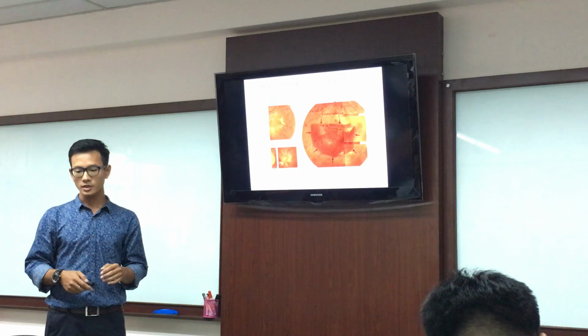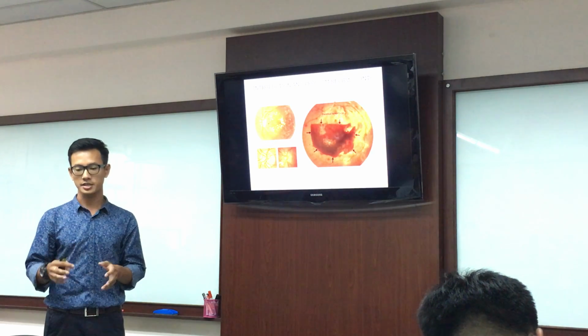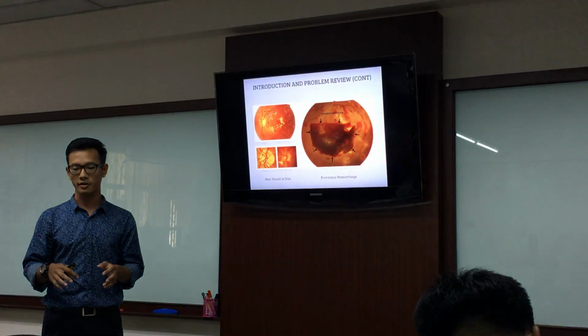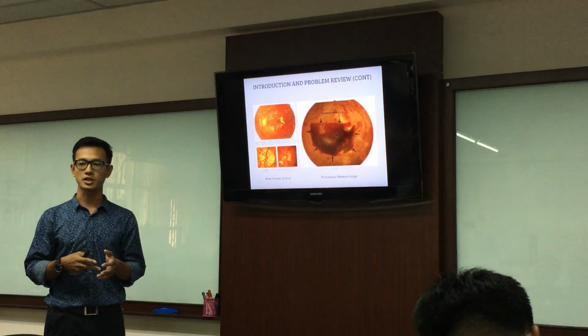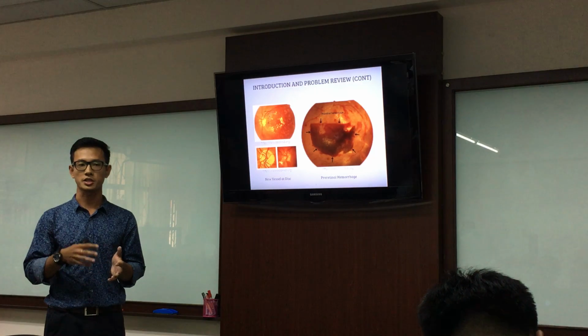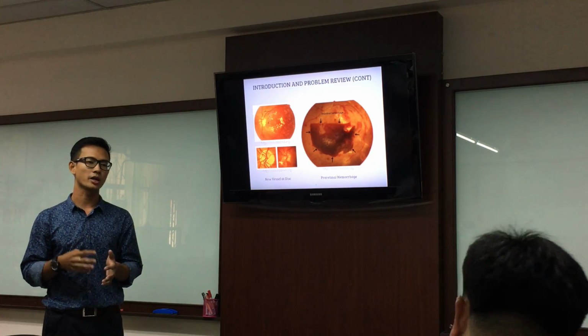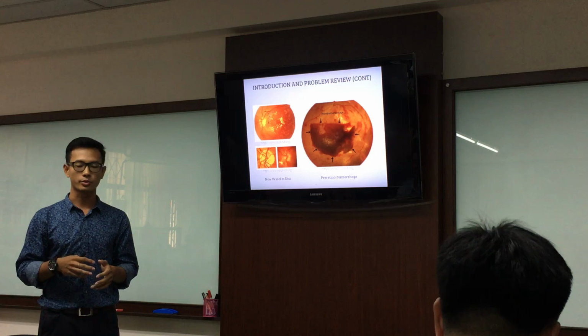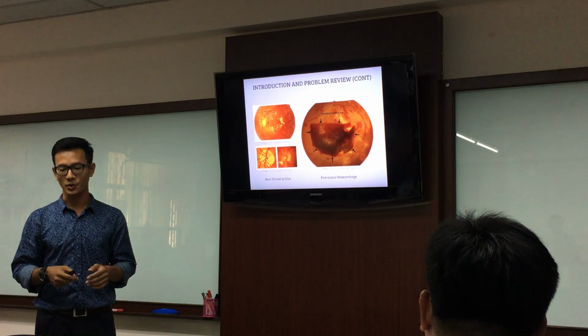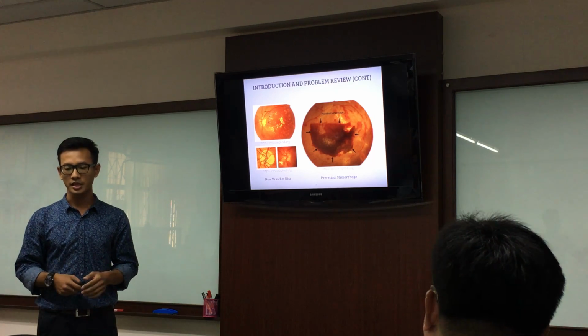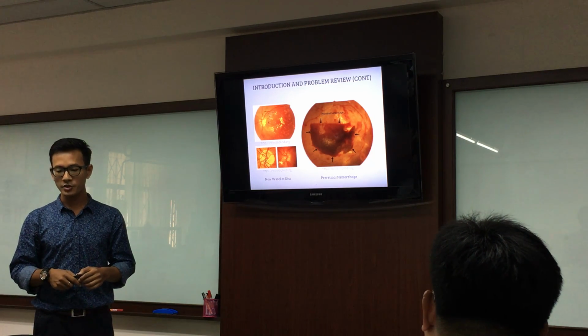Okay. So here is the last stage of diabetic retinopathy. Actually, diabetic retinopathy has two main stages: NPDR, which is non-proliferative diabetic retinopathy, and PDR, proliferative diabetic retinopathy. This is the last stage, PDR. So the patient would be completely blind.